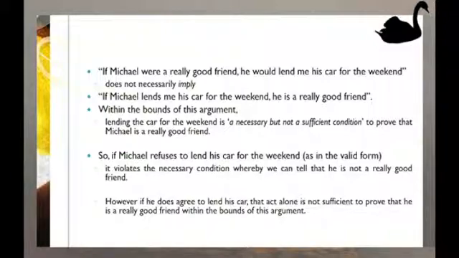That's the key thing. You need to have all of these things to satisfy it. So if Michael refused to lend the car, it violates a necessary condition. However, if he agrees, that doesn't necessarily satisfy that condition. One of the problems, the reason why it's hard, is because explaining it is actually more complicated than seeing it.